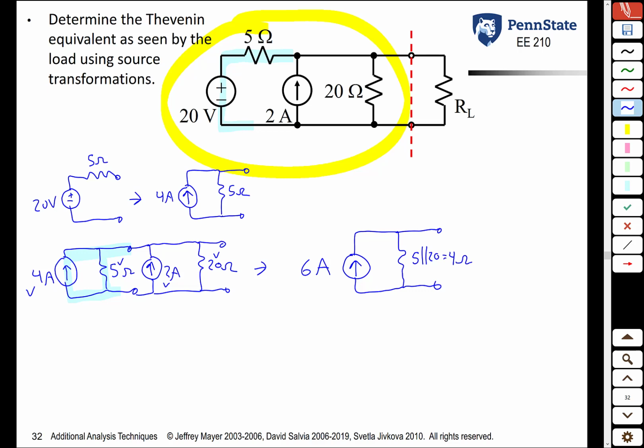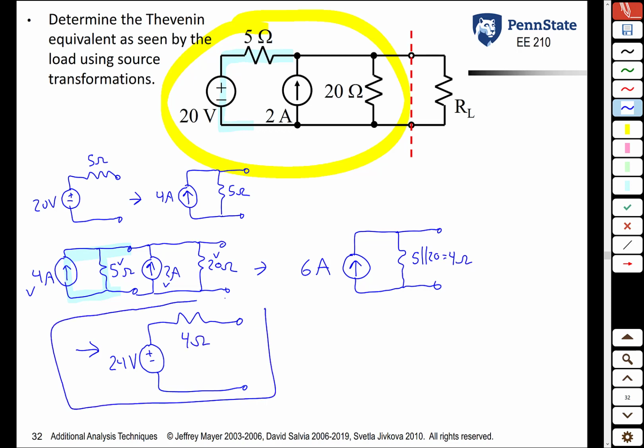Finally, we can convert this back to a voltage source and a series resistance using another source transformation. The voltage source is 6 amps times 4 ohms, or 24 volts. And the resistance is a series resistance of 4 ohms. And this is the same Thevenin equivalent circuit we saw earlier when we found the Thevenin equivalent using another method.